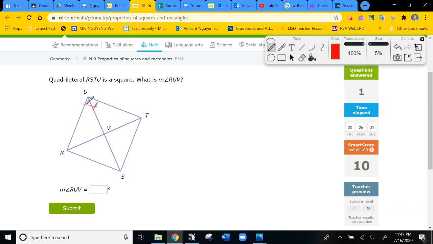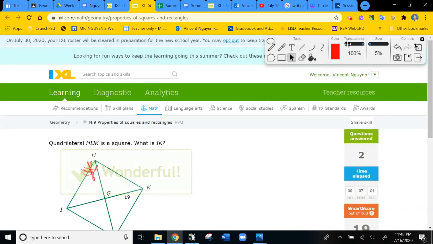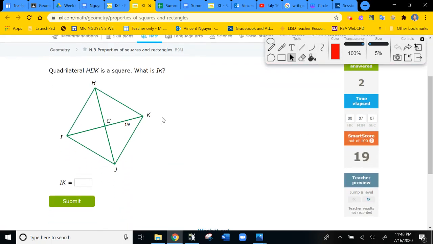See, this thing is 90 degrees, and we know that the diagonal actually bisects that angle, right? So if we want to know what RUV is, RUV is this angle right here. Well, it's half of 90 degrees, so I am going to bet it is 45 degrees. So I'm going to type in 45 degrees. Yay. All right, let's delete my mess there. Okay. All right, next one.